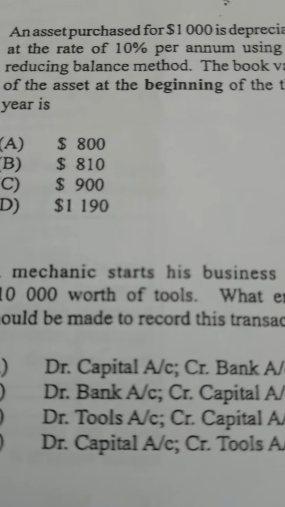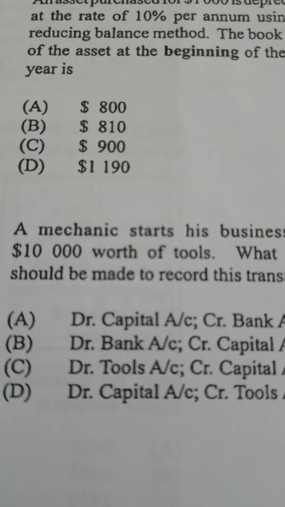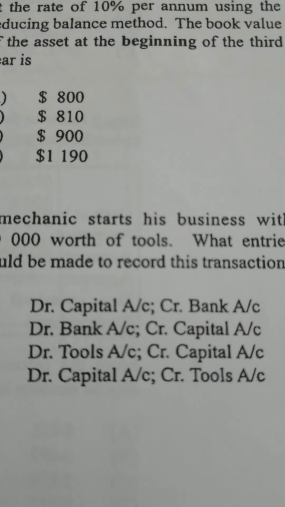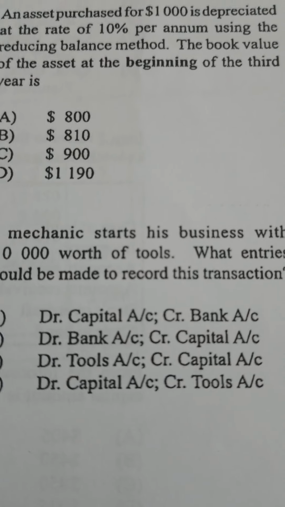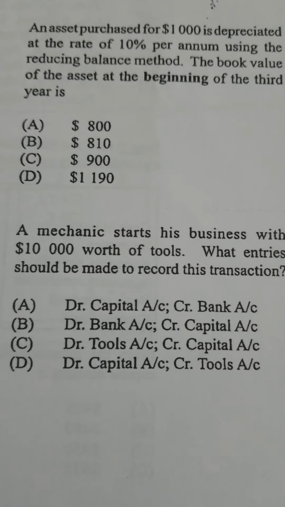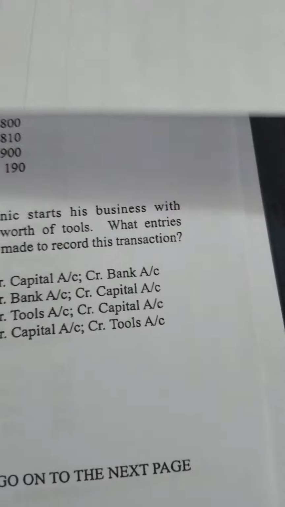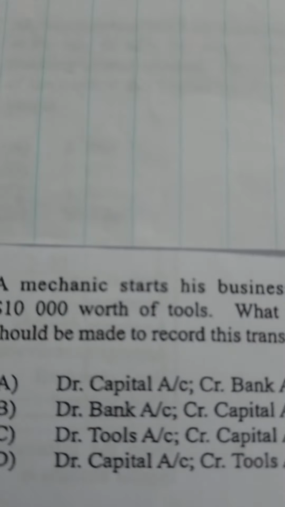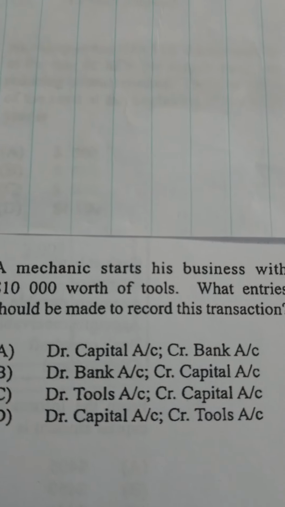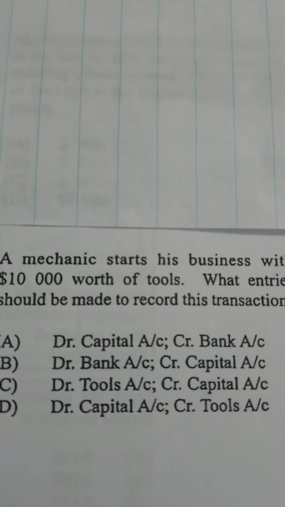All right. A mechanic starts his business with $10,000 worth of tools. What entries should be made to record this transaction? So what we do now is go to the original stem of the transaction. Let's look at the transaction. It says a mechanic starts his business with $10,000.